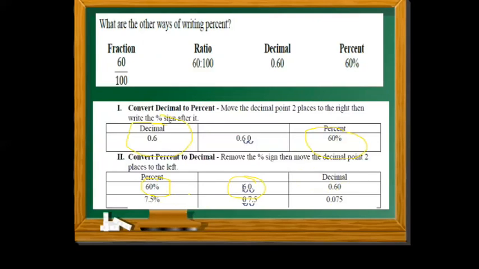Then, 7.5. Magiging naman siyang go place to the left. 1, 2. Ayan. Magiging siyang 0.075. That's the decimal point. So, i-move lang natin. Kapag decimal to percent, move two places to the right. And then kapag percent to decimal is two places going to the left.